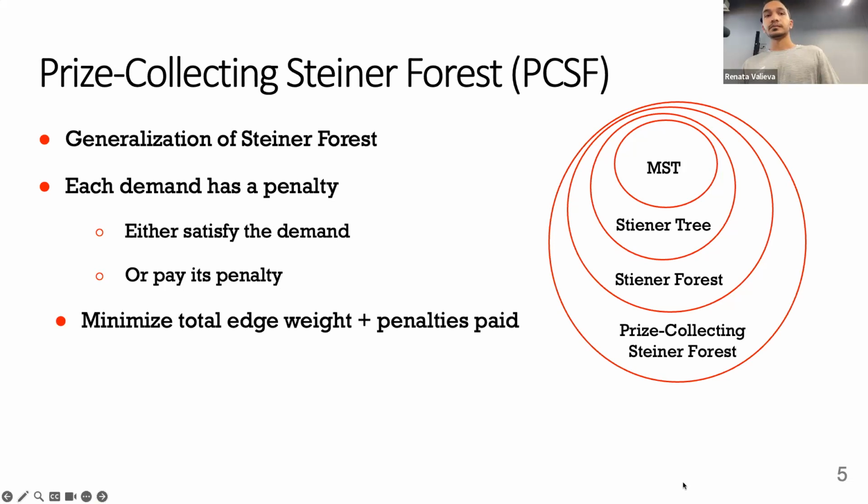And the next step actually is the price collecting Steiner forest problem, which is an advanced variation of the Steiner forest problem. In this problem, each demand has an associated penalty. And as we are choosing the subgraph, we can decide either to satisfy a demand, which means that both endpoints of that demand are in the same connected component, or pay the penalty for that pair. And the objective is, again, to minimize total edge weight, plus all the penalties that we pay.